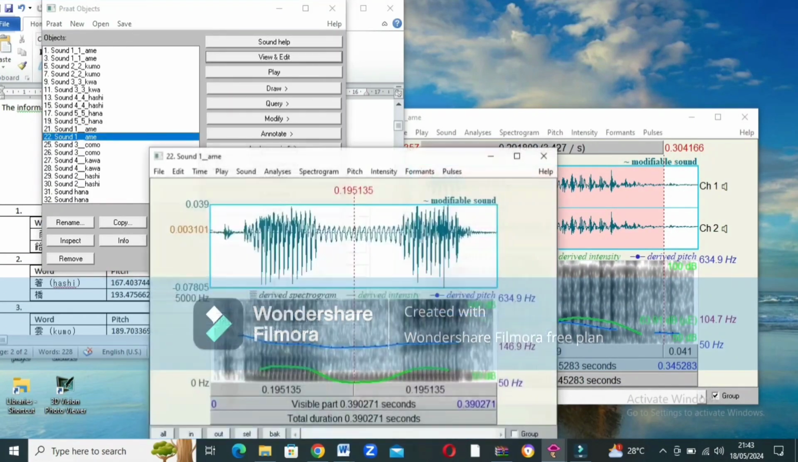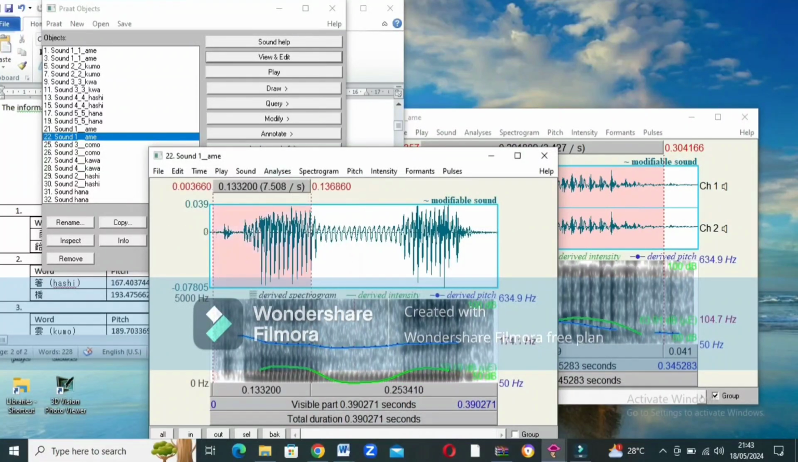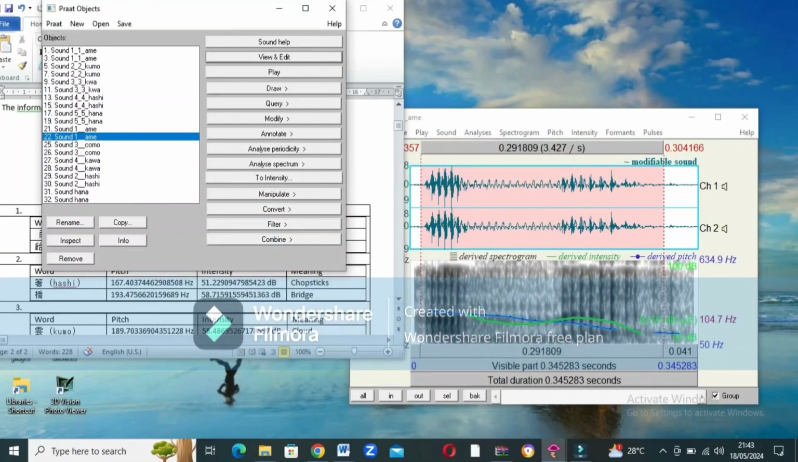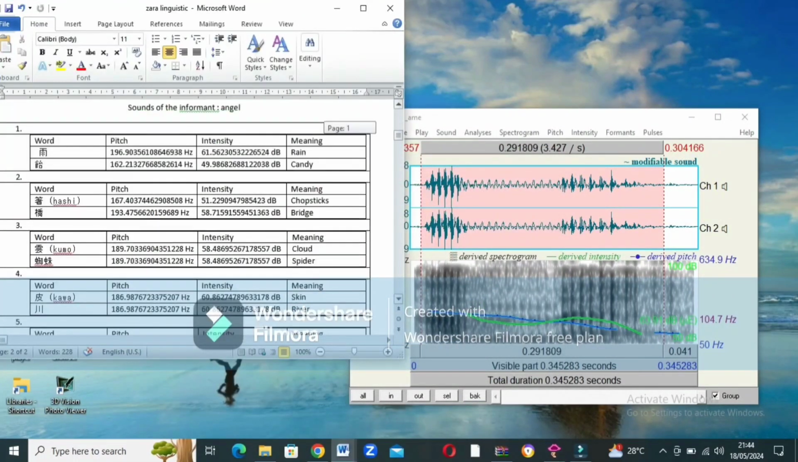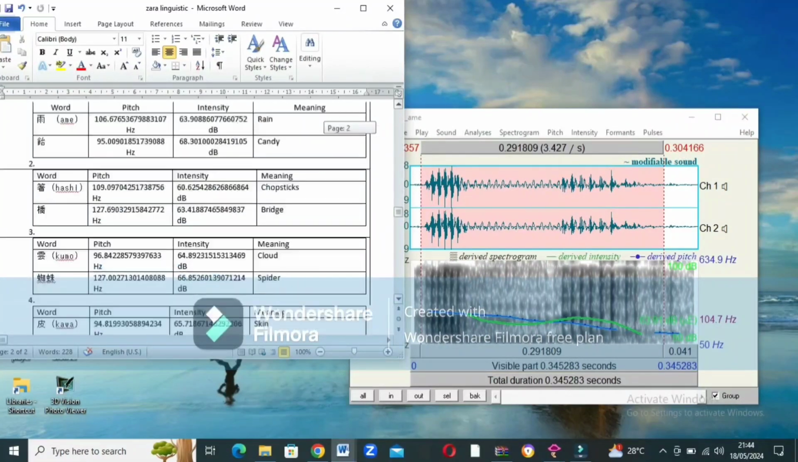The second sound. Okay, it means candy. Okay, we move to a native speaker in Japan.